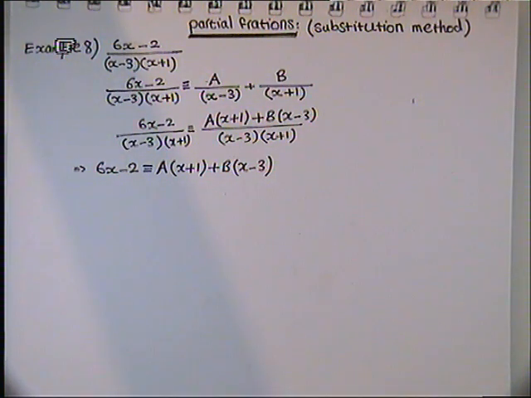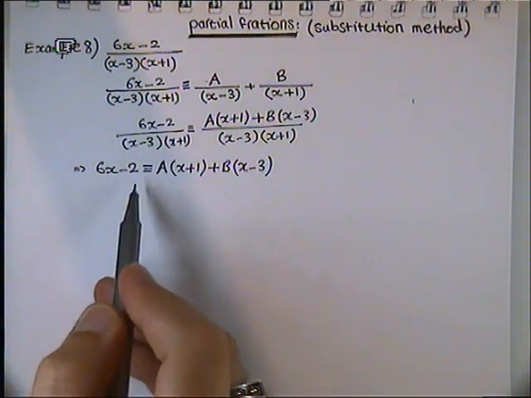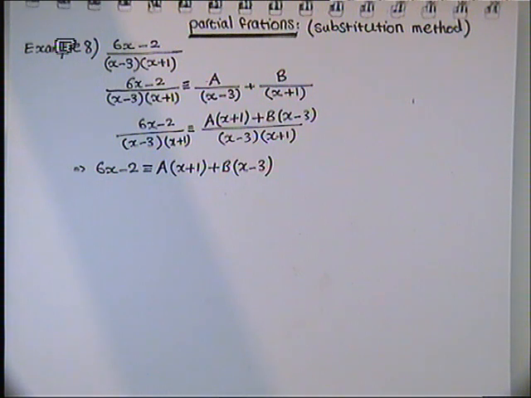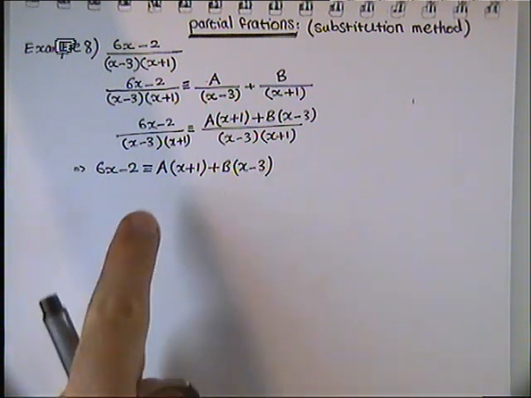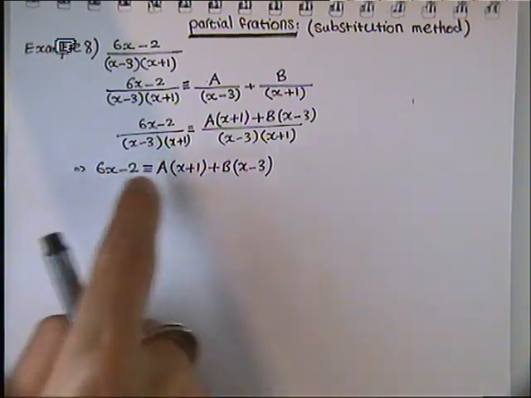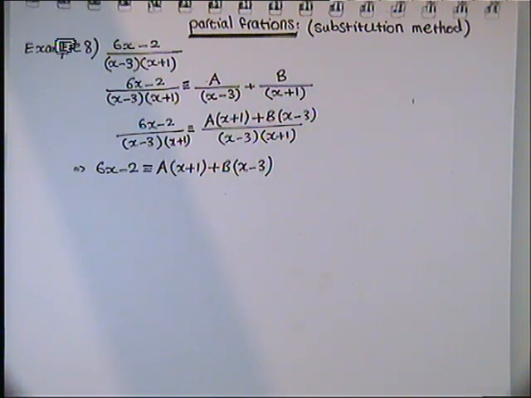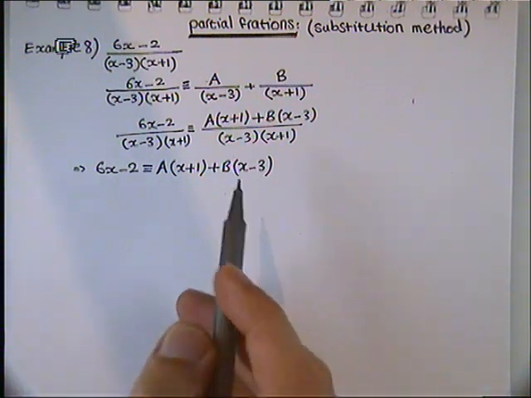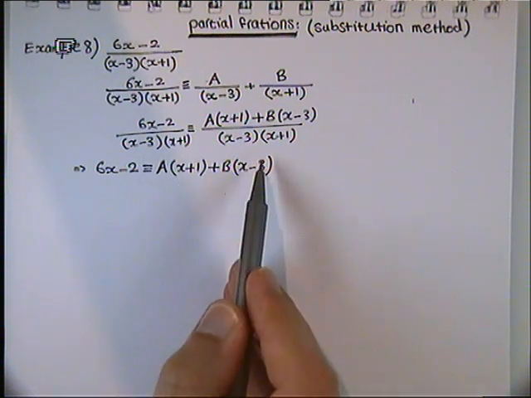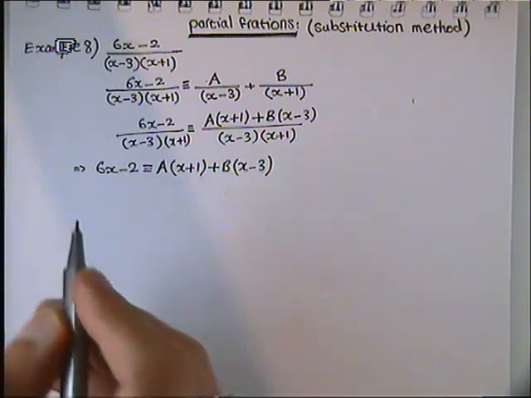Now we can apply the substitution method. What we mean by the substitution method is you can substitute any value for x, and these two expressions must be equal for any value of x, because they are identical in the first place. But the easiest is to substitute the roots of each bracket one by one.